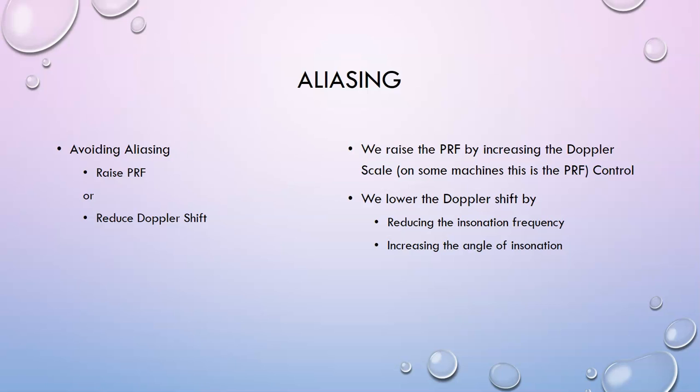We can lower the Doppler shift by reducing the insonation frequency. Remember, our equation allows us to lower the Doppler shift by decreasing our originating frequency, or we can increase the angle of insonation. But remember, we can never increase our angle of insonation above 60 degrees. So we're always going to be limited by that. So that's aliasing. That is the number one thing with Doppler that you have to avoid.